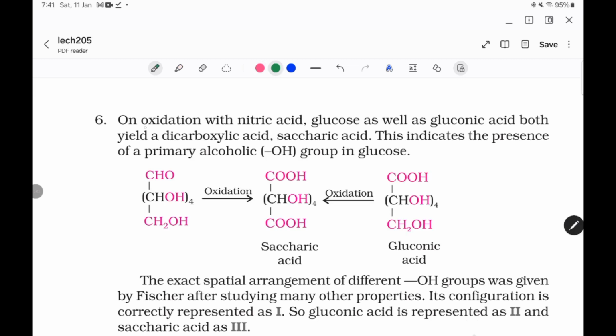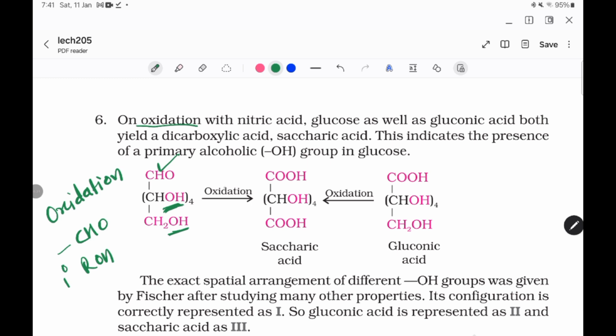The next reaction is oxidation with a very strong oxidizing agent, concentrated nitric acid. It is going to oxidize two things: number one, the aldehydic group, as well as the primary alcoholic group. As you can see, we have depicted the CHO over here, and these are the OH which are primary. These are the secondary OH and this is the primary OH.